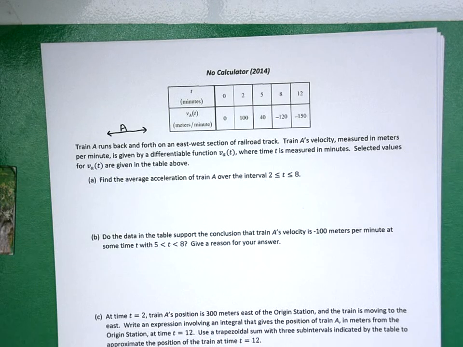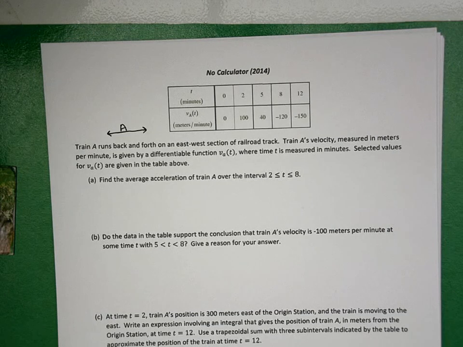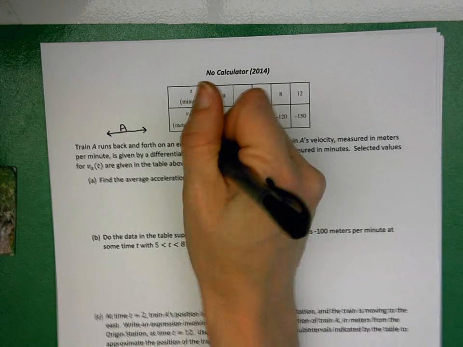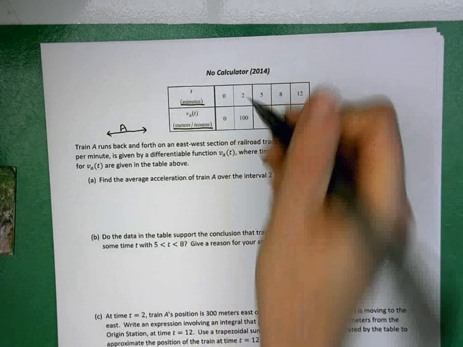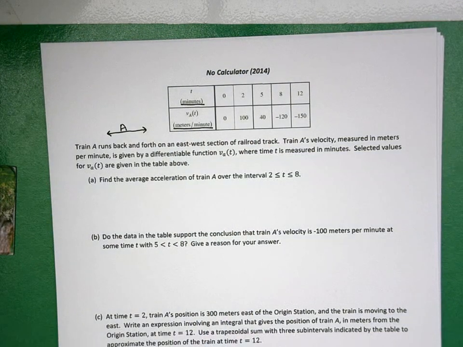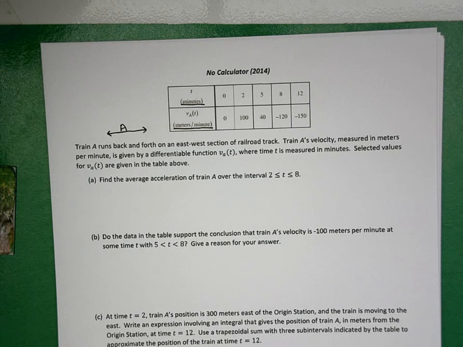Train A's velocity, measured in meters per minute. So I'm taking a look here at my units, meters per minute, minutes, making sure I'm taking note of those, is given by the differentiable function v sub A of t, where time t is measured in minutes. Selected values for v sub A of t are given in the table above. Okay? So I didn't actually pull a whole lot from my read through of my paragraph.